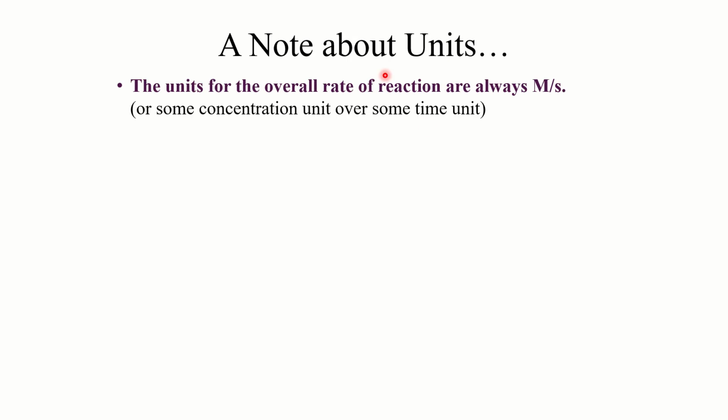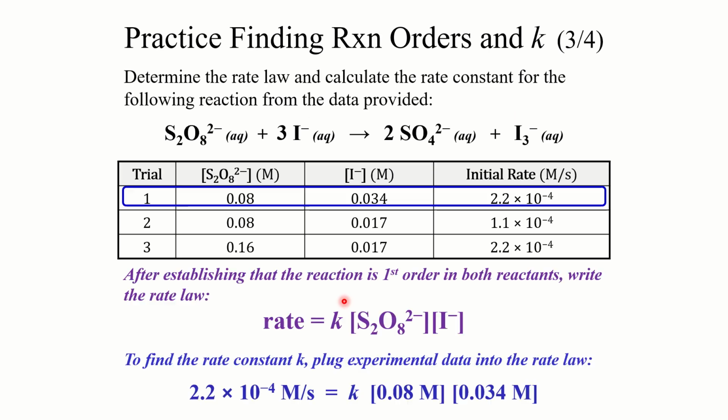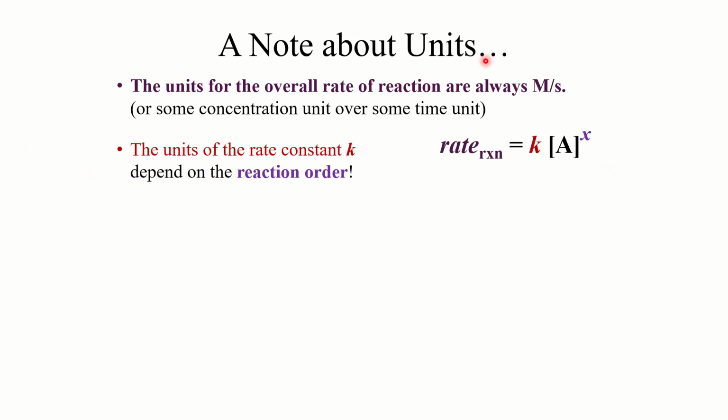A couple quick notes about units. The unit for the overall rate of the reaction is always molar per second. So the initial rates, this value right here, is always in molar per second. Because it's in molar per second, the units of the rate constant K depend on the reaction order. So here we have rate of reaction equals K times A to the X power. So this value right here is always molar over second.